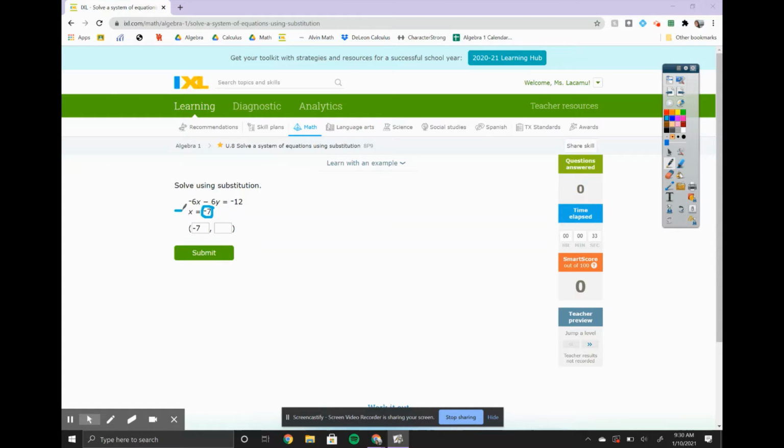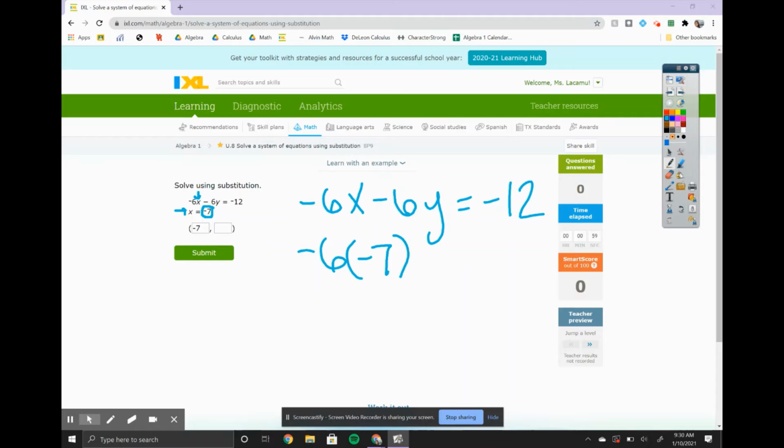And since this right here is an x, that's going to be the variable that I replace, the x. So I'm going to take the original equation, which would be negative 6x minus 6y is negative 12. And I'm going to replace that x with the negative 7. So it'd be negative 6, parentheses, negative 7, minus 6y equals negative 12.